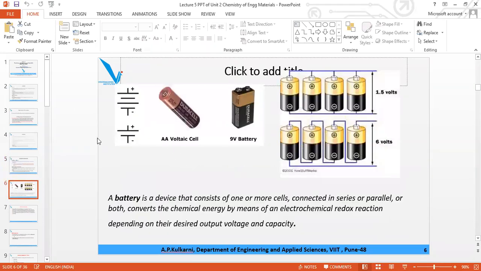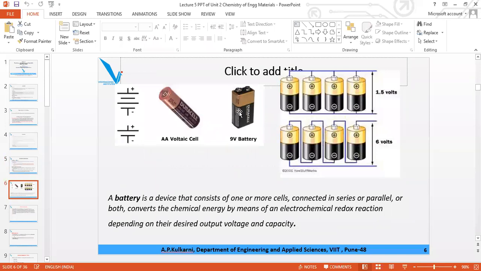See, this is a voltaic cell. Only one anode, one cathode is there. And this is a 9-volt battery in which you can see one anode, one cathode, second anode, second cathode. They are arranged, so it is a battery.